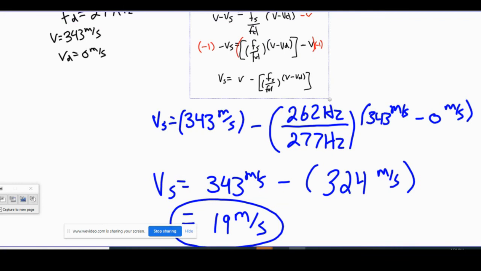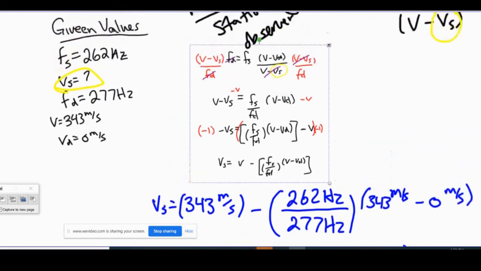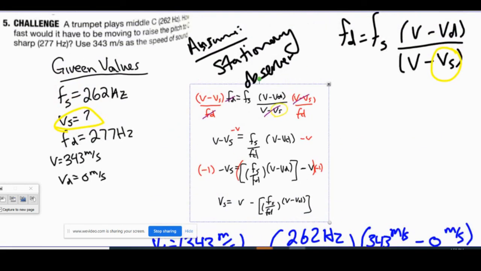All right, so when we sub in all our values after isolating our unknown, we get the speed of our source, 19 meters per second. The trumpet would have to be traveling 19 meters per second for it to be shifted from a middle C to a C sharp. And that's the example for challenge question number 5. Hopefully this gives you a little bit of help.